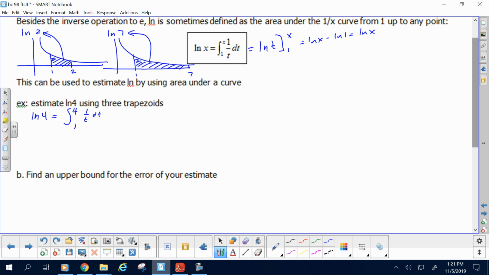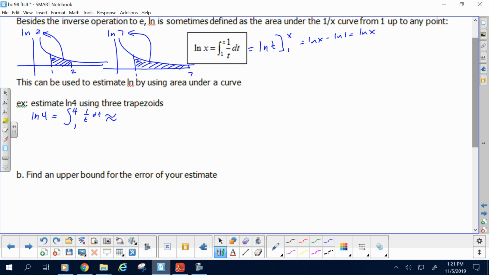Now, used in conjunction with the, why don't I just integrate this? Why do trapezoids at all? Why don't I just integrate? Because then you get natural log of 4. And while that's true, it's not very helpful. Natural log of 4 is itself. That's great. We want to estimate this.